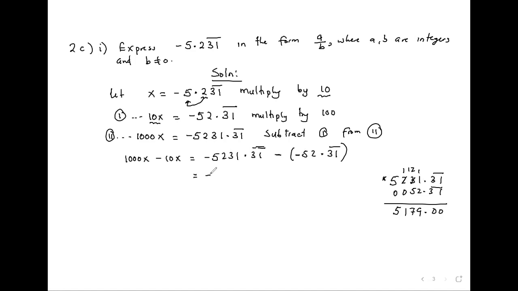So on the right, we have negative 5179. On the left, one side minus 10, we get 990x. Then you're solving for x. You divide by 990. So we get x is equal to negative 5179 over 990. This becomes the solution.